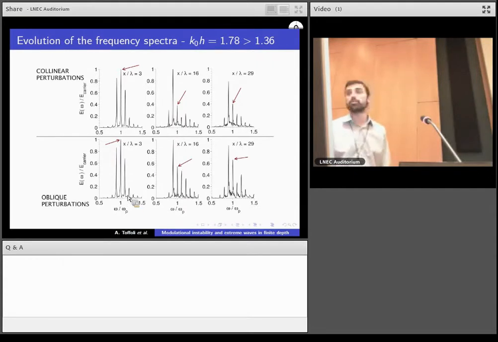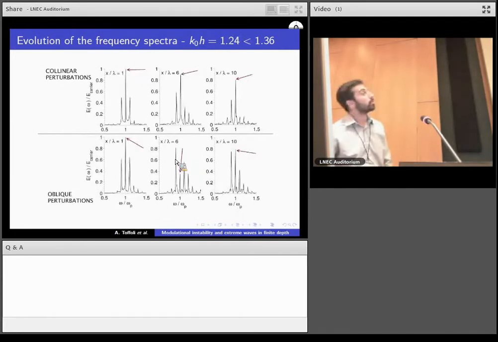So in the case of collinear perturbation, we were able to see that there was no modulation instability process, and so no energy was transferred to sidebands. While in the case of oblique perturbation, we were recovering, as we expected, some energy transfer to lower sidebands. So we're proving that in the case of oblique perturbation, rogue waves may be generated also for shallow water waves.